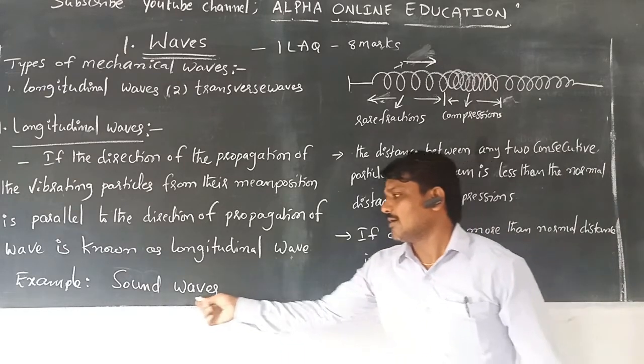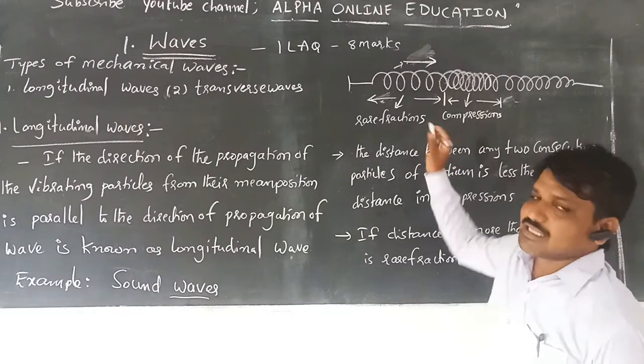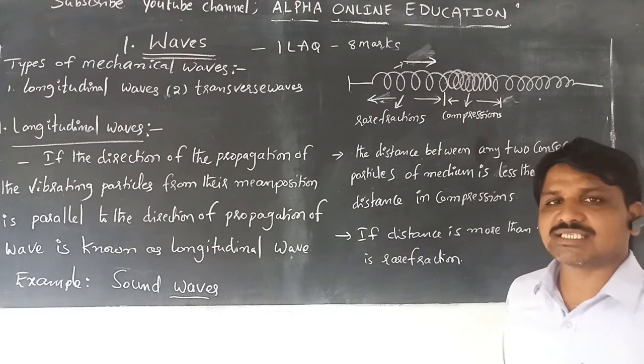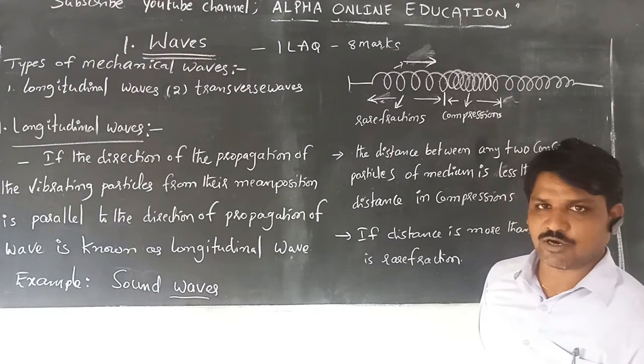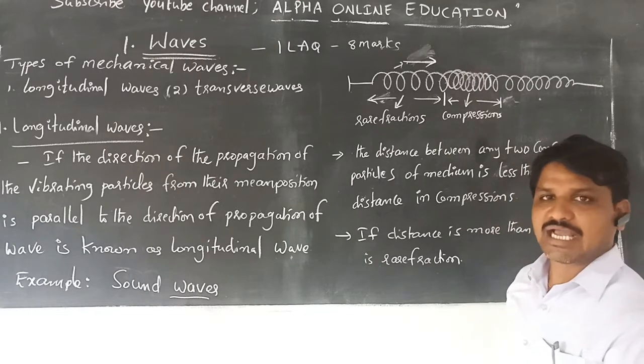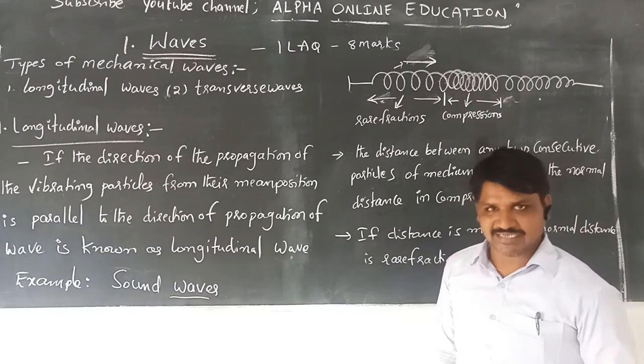Sound waves are an example of longitudinal waves. In longitudinal waves, compressions and rarefactions will be formed. What do compressions and rarefactions mean?